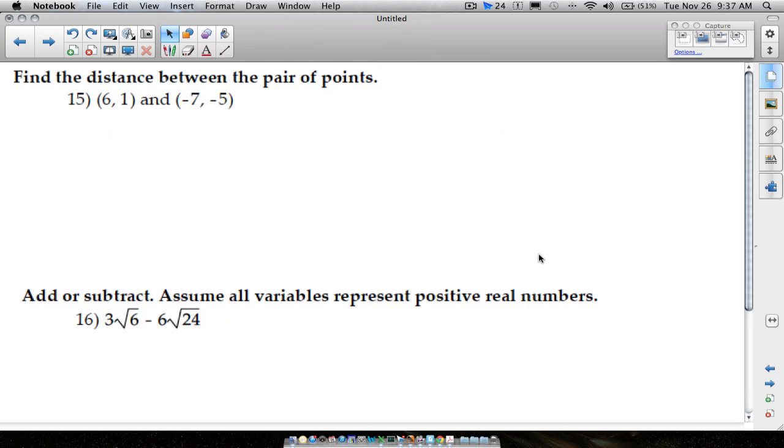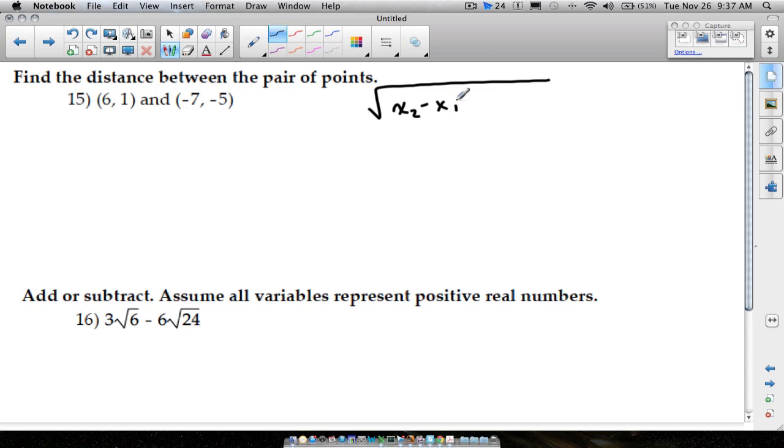On to number 15. Find the distance between the pair of points. The distance formula is this. The square root of x2 minus x1 squared plus y2 minus y1 all squared. And that's what the distance is equal to. So I write d equals.